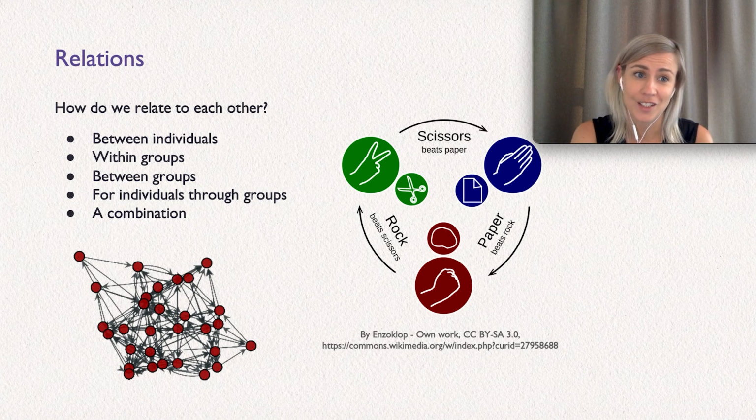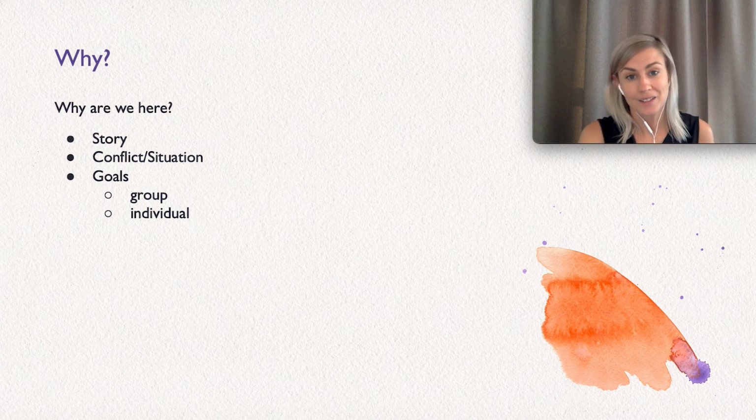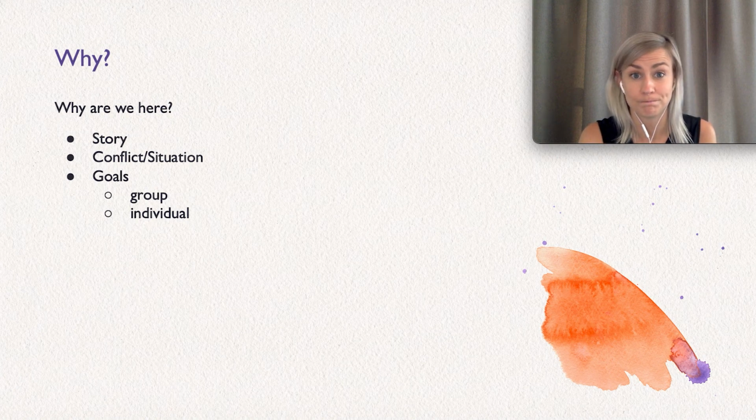The next question is why? Why are we here? You can answer why on different levels. You can look at it from an overarching level as the designer, and then it would be more, what is the story here? So maybe this is a story about oppression. Then you have the actual conflict or the situation you're in. So let's say we have a group of high-tech elves that are oppressing humans.